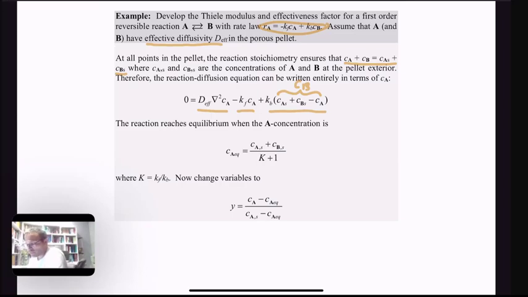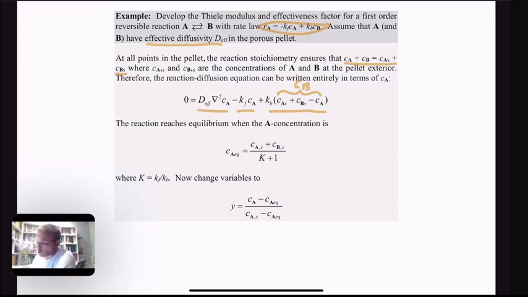All right, now this reaction is going to reach equilibrium when the A concentration reaches this value. We'll never really get there in our steady state non-equilibrium conditions, but it's convenient to write the rate law and redefine your variables in terms of that equilibrium amount, specifically in terms of a deviation from that equilibrium.